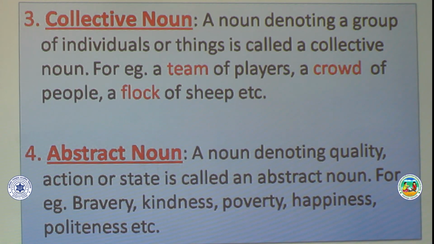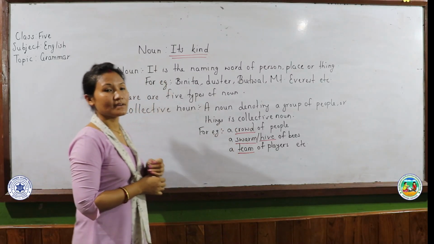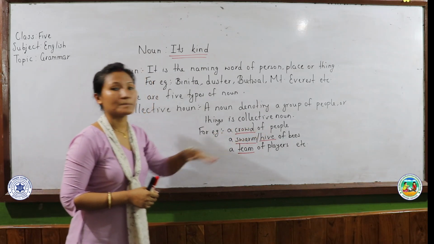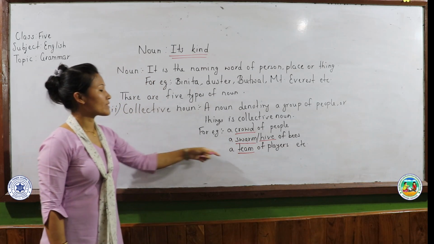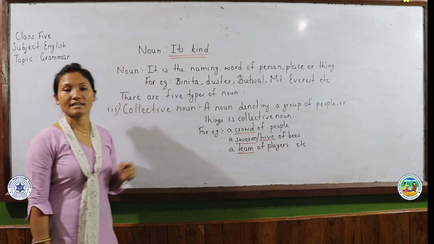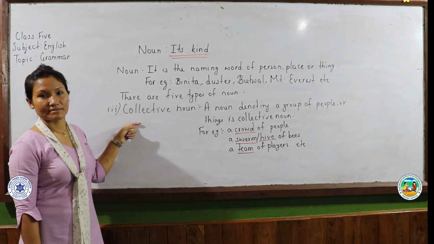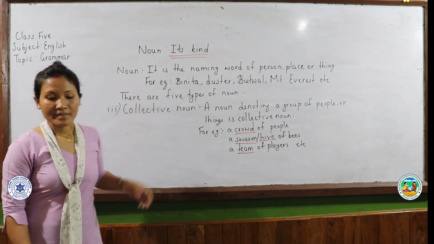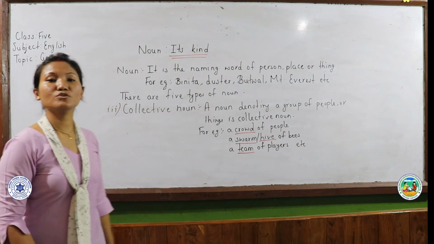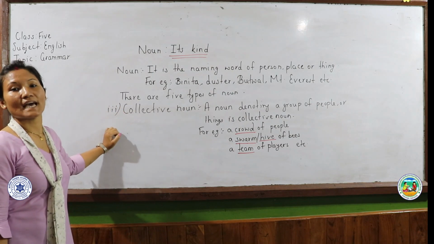These are a few examples of collective nouns. Are you clear? Now once again I'd like to repeat it. A noun denoting a group of people or things is a collective noun. A crowd of people, a swarm or hive of bees, a team of players, etc. This is a collective noun. I guess you have written all this in your notebook.